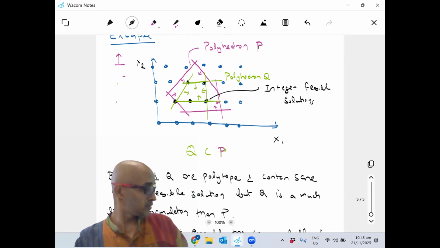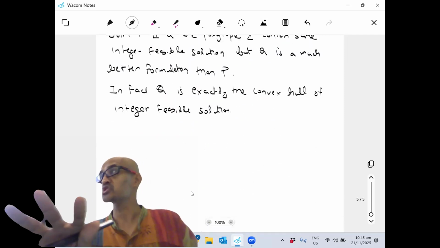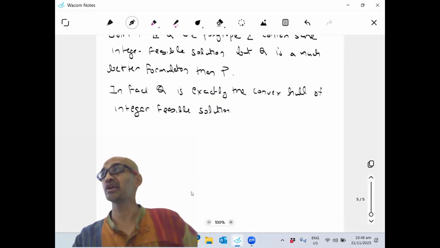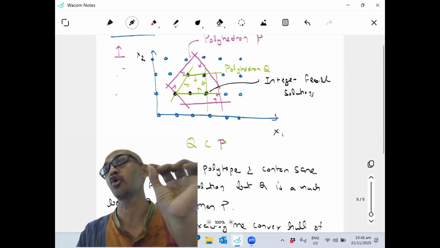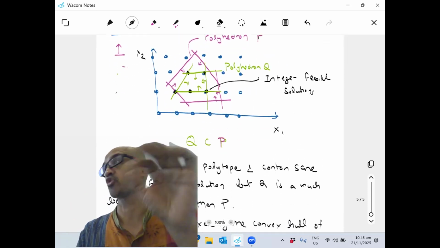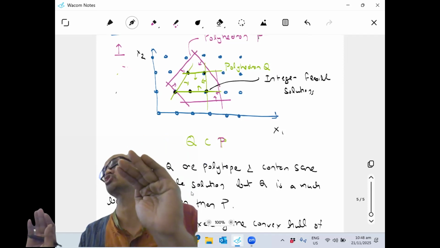Any questions here? Is it clear? This is the key to integer programming, so you have to understand this idea. If you are not clear with this idea, I want to stop a bit and ensure it's clear.